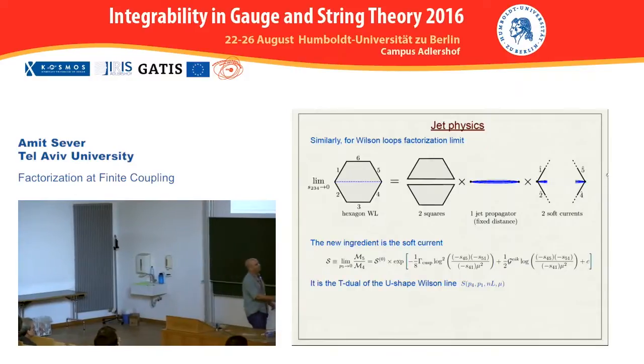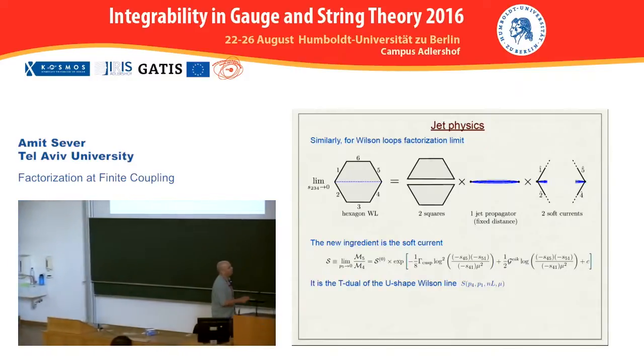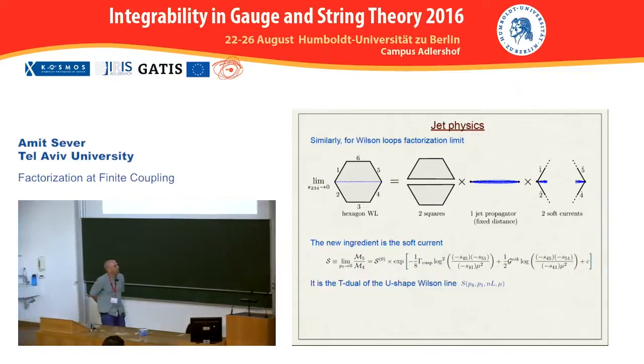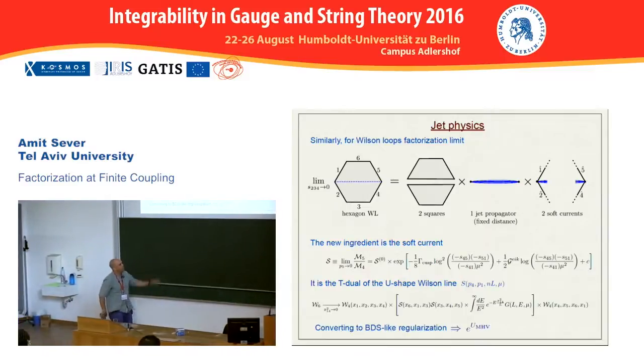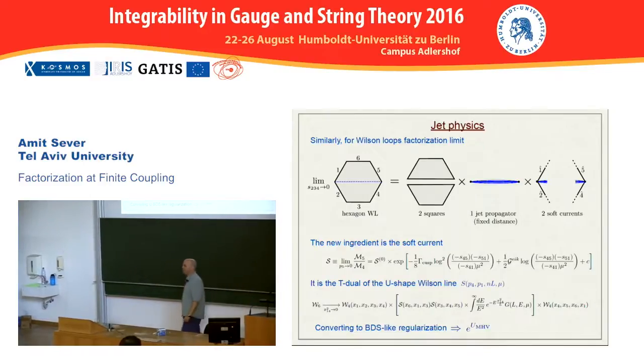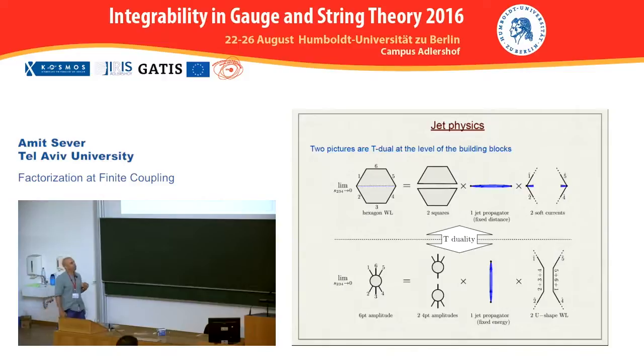And again, one can solve for it. It's given by some constant, gamma cusp, G eikonal, and some other constants that I will not go into. And you put the pictures together. Now you propagate some given distance and not some given energy, so you have to integrate over the energy to this distance, and you reproduce this integral that I wrote before. Okay? Actually, these two pictures are just T-dual to each other. Of course, the two squares are T-dual to two 4-point amplitudes. This jet turned out to be T-dual to itself, where the soft currents are just the T-dual of the U-shaped Wilson lines.